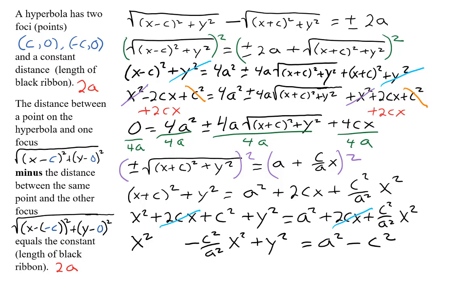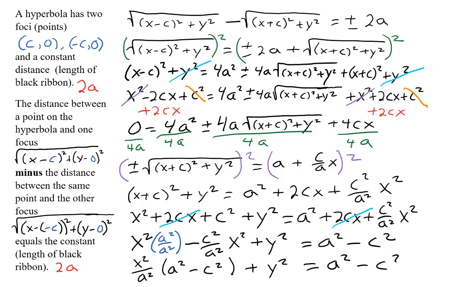I would like for the two pieces involving x squared to have a common denominator. So I multiply that first x squared by 1, writing 1 as a squared over itself. Now I can factor x squared over a squared out of those first two terms, leaving behind a squared minus c squared. I'm out of space here, so I'm going to move on to the next page, bringing that exact same equation to the top of the next page.